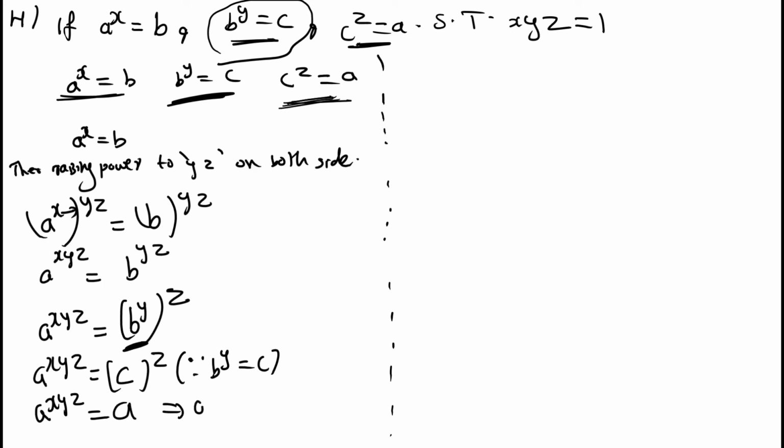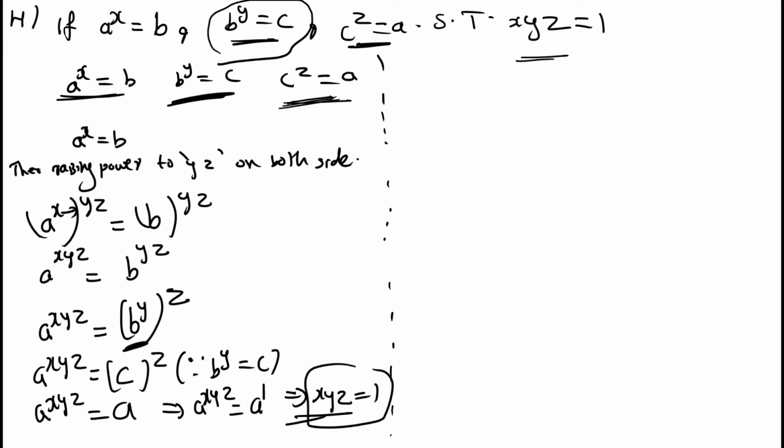This implies a to the power xyz equal to a, which you can write as a to the power 1. So this implies bases are equal, and in the middle an equal sign is there. Bases are equal, which implies powers are also equal. This implies the value of xyz equal to 1. That is nothing but our required result, right? See, we have proved that the value of xyz is equal to 1.